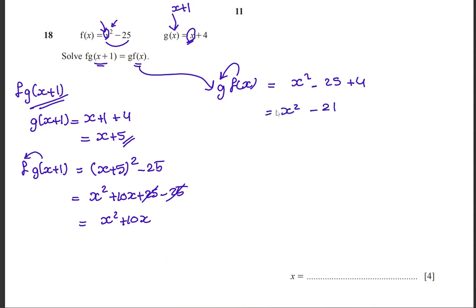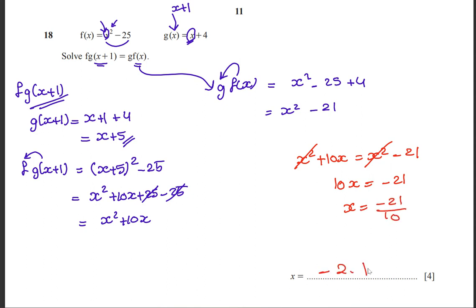Then equate both of them. So x squared plus 10x equals x squared minus 21. You can cross x squared with x squared. So 10x equals negative 21. So x equals negative 21 over 10, which is negative 2.1. Okay.